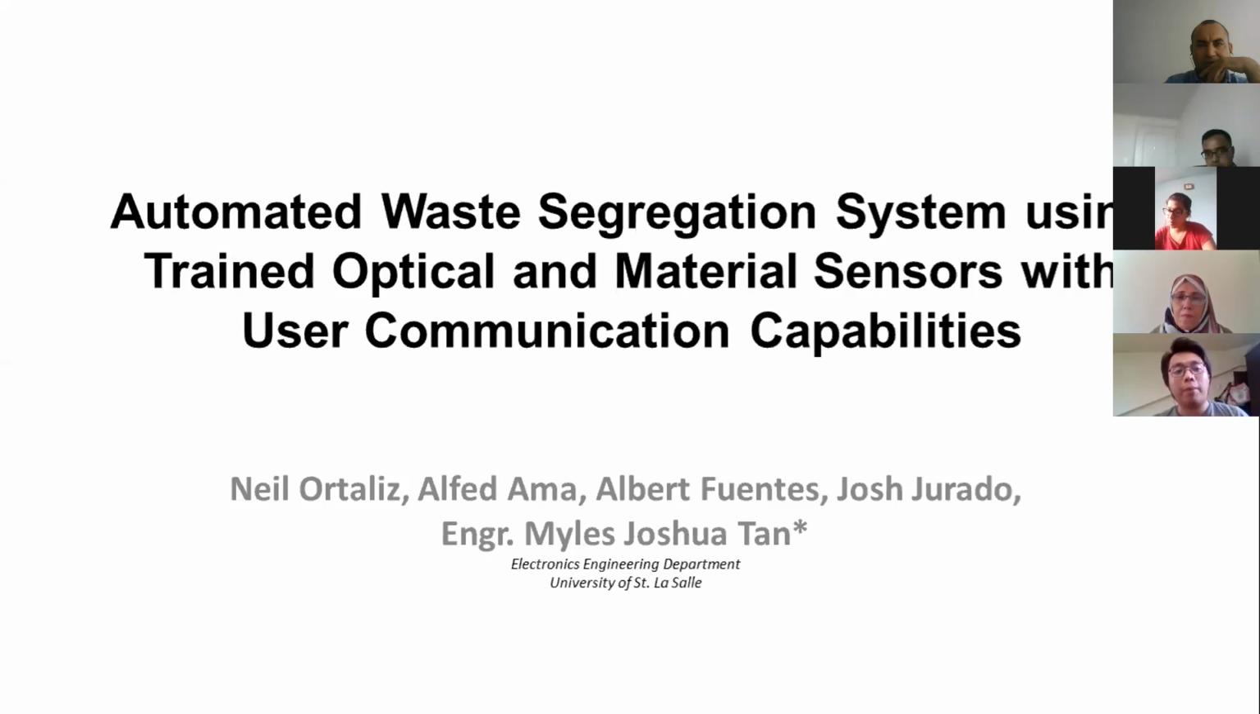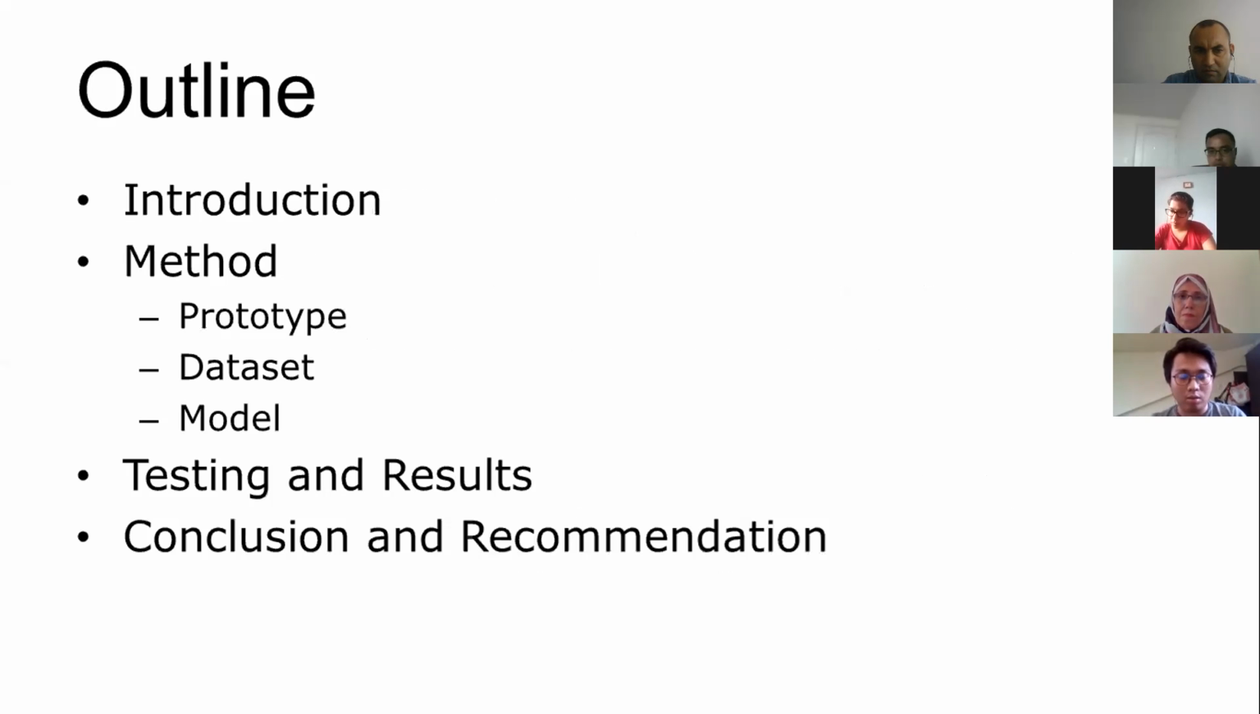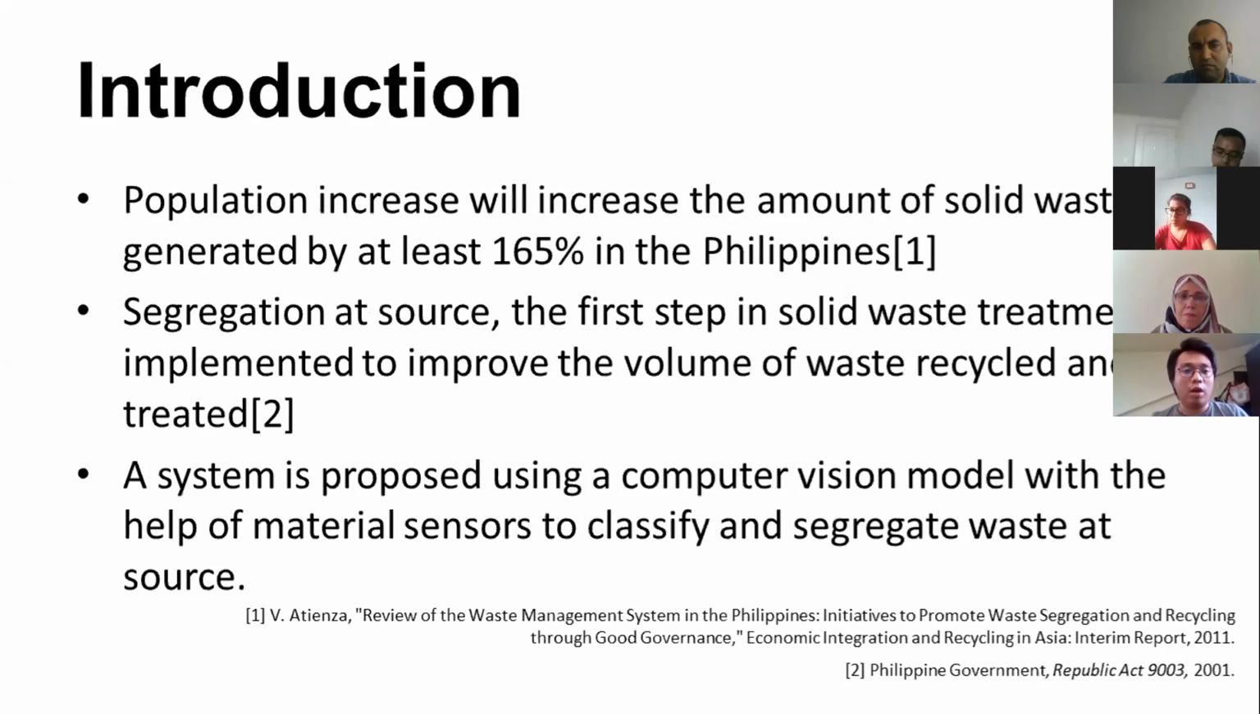Our paper is titled An Automated Waste Segregation System using trained optical and material sensors with user communication capabilities. In my presentation, I will give a short introduction and show our method, testing, and our conclusion. So, our introduction.